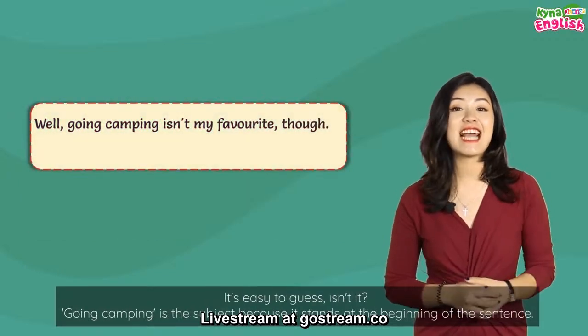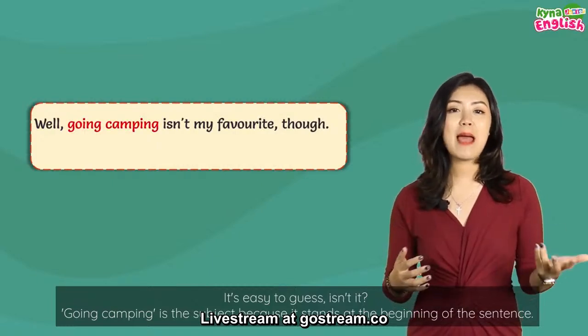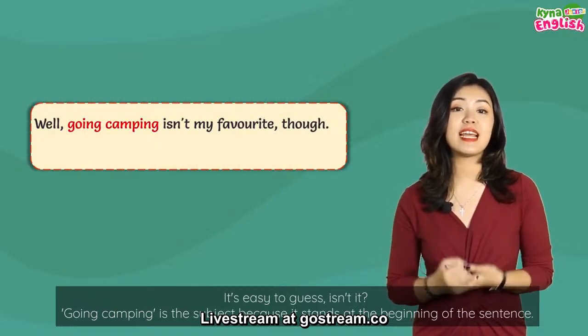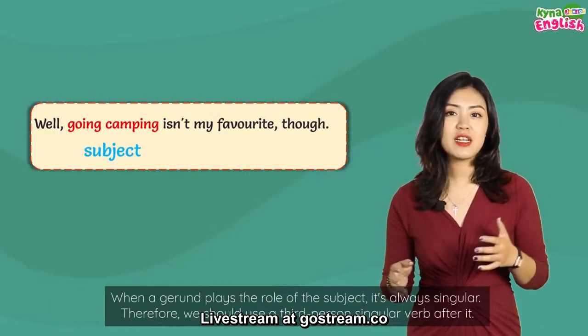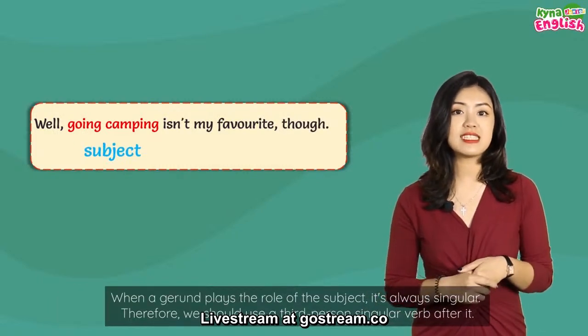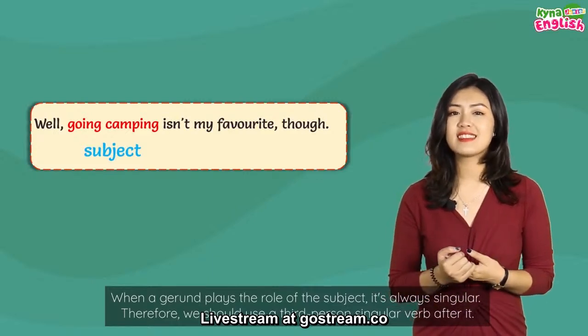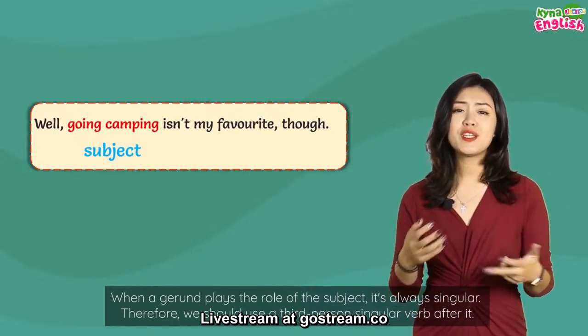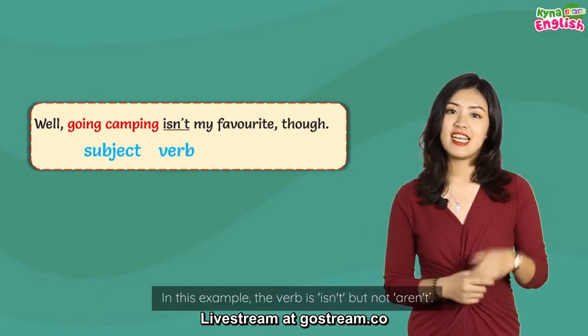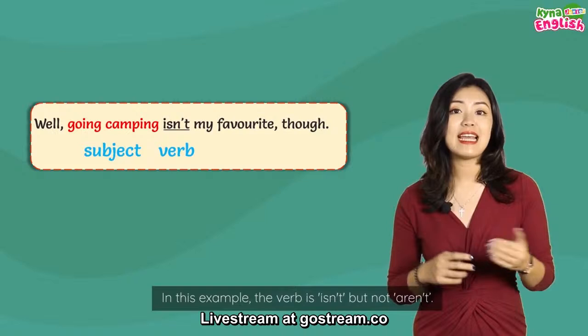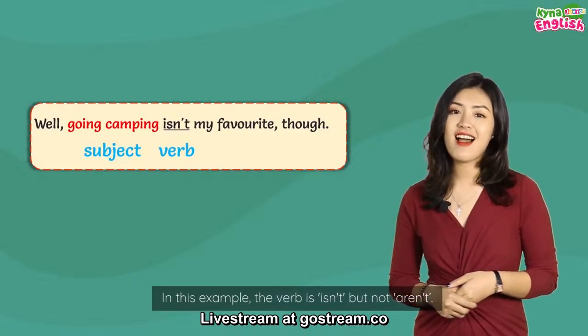It's easy to guess, isn't it? Going camping is a subject because it stands at the beginning of the sentence. When a gerund plays the role of the subject, it is always singular. Therefore, we should use a third-person singular verb after it. In this example, the verb is isn't, but not aren't.